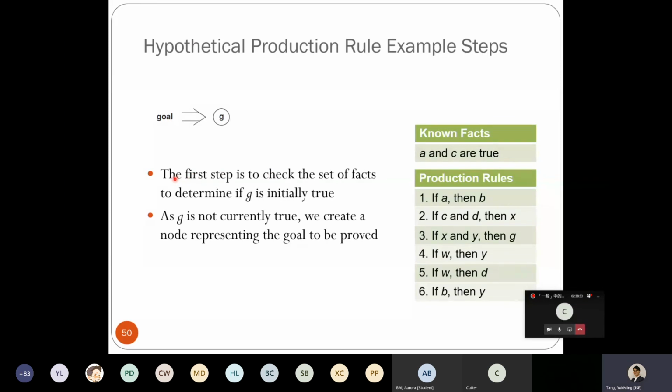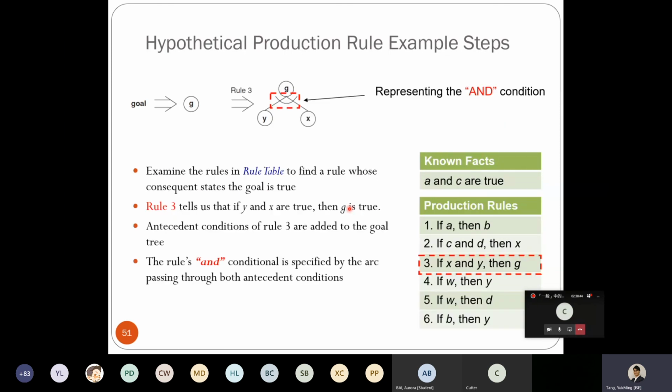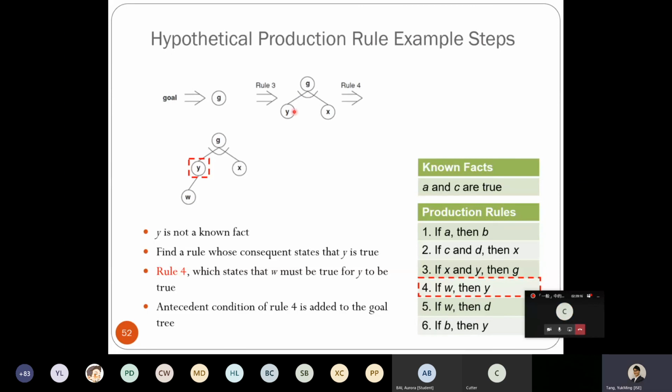Now for this method, first of all, you need to check the set of facts to determine if G is initially true. Based on this table, you find that if G is true, then X and Y must also be true. This symbol represents the AND condition. If there is no this symbol, that means an OR condition. So we know that if G is true, X and Y must also be true.